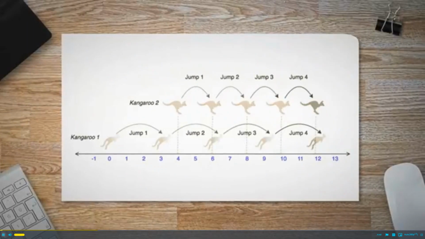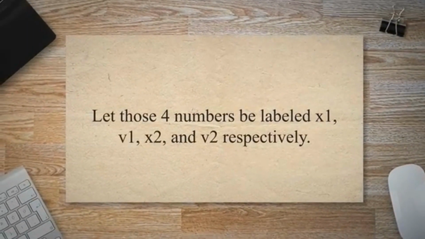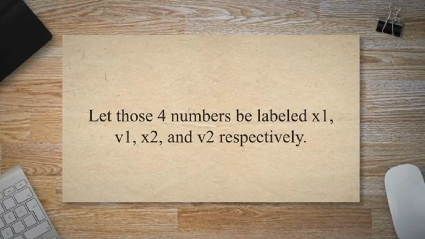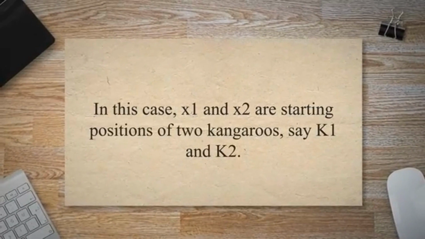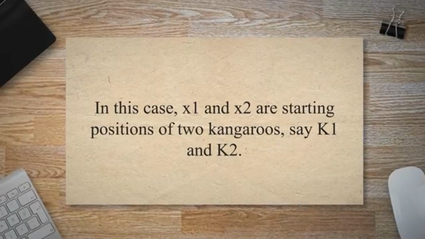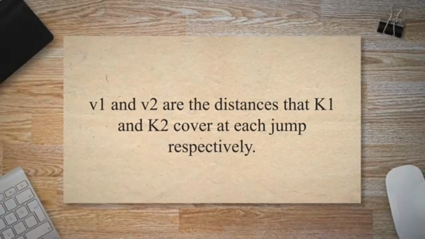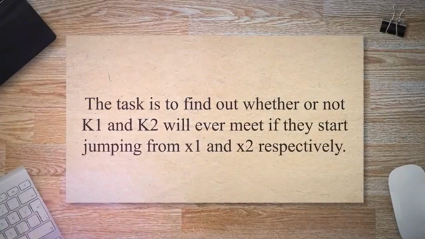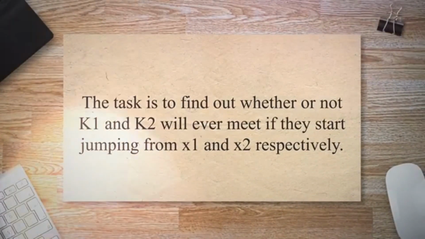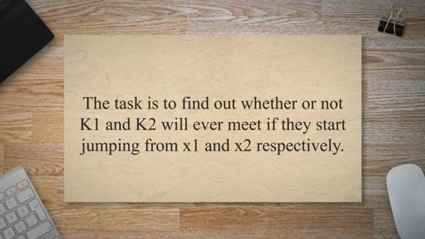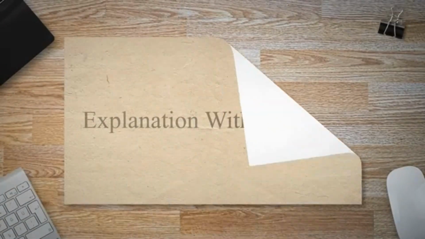In this question, we're given 4 numbers as input. Let those 4 numbers be labeled x1, v1, x2, and v2 respectively. In this case, x1 and x2 are starting positions of 2 kangaroos, say k1 and k2. v1 and v2 are the distances that k1 and k2 cover at each jump respectively. The task is to find out whether or not k1 and k2 will ever meet if they start jumping from x1 and x2 respectively. Explanation with example.